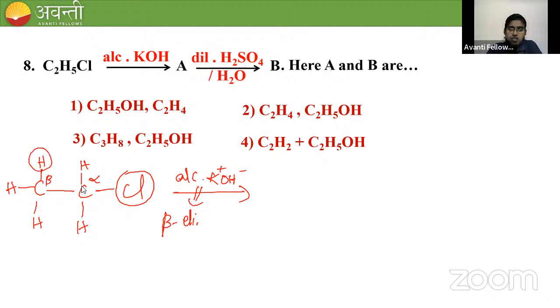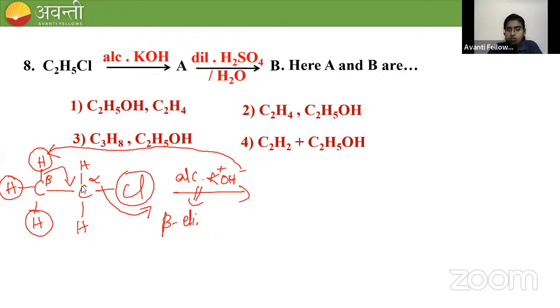And the hydrogens which are attached with beta carbon are called beta hydrogens. Okay. So now what you do? Take this OH minus and attack this hydrogen. OH minus will take off that hydrogen, which is the beta hydrogen. The bond shifts here, the C-Cl bond breaks and the Cl goes out.